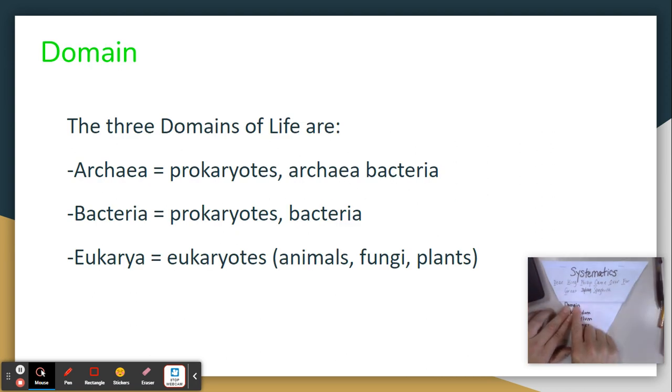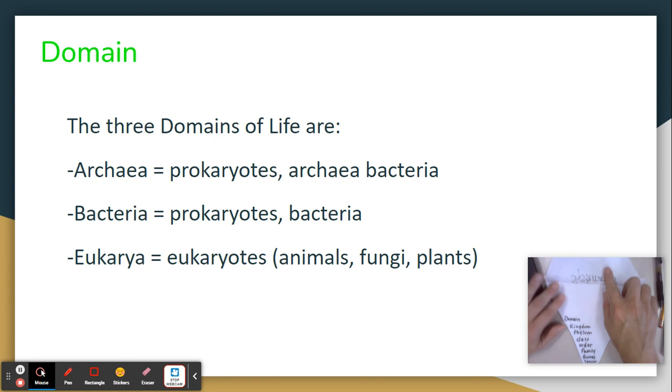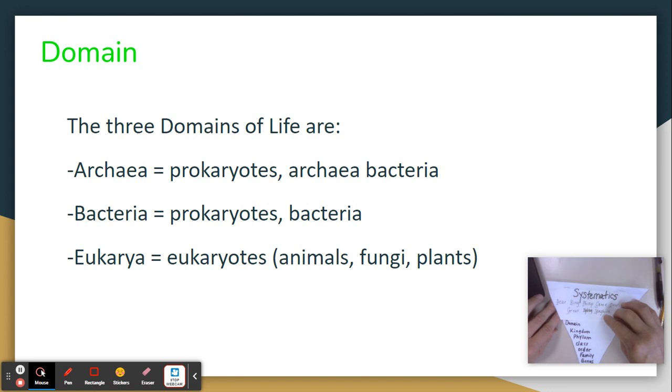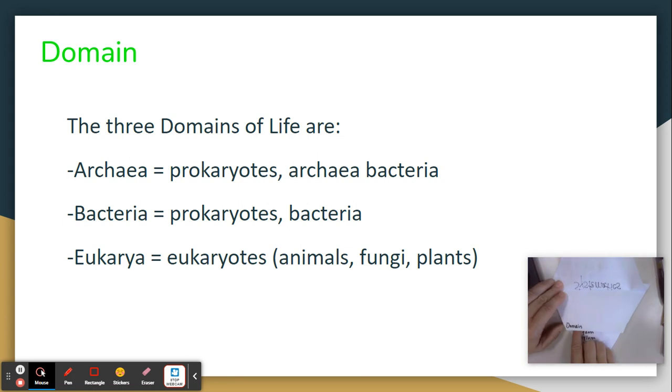So we're going to find domain here, and when I open it here, all of this space above the word domain is where I'm going to put the domain information. So you see here, I've opened this flap that says systematics, and here's my word domain, and I'm going to write it all here above domain. And I'm literally going to write the 3 domains of life are archaea, bacteria, eukarya. I'm just copying what's in the slideshow.